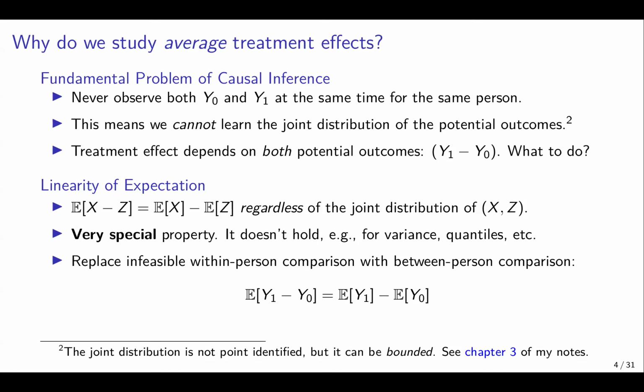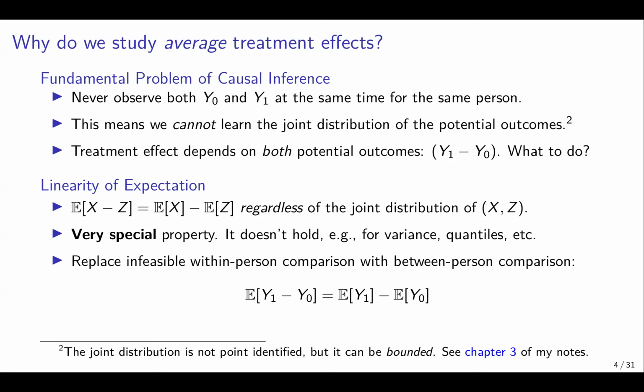Now, a question you may have is, why are we so interested in these average treatment effects? Why can't we think about quantiles of the treatment effect? Or what about the variance of the treatment effect? Or what about the share of people who have a positive treatment effect? Well, all of those things are very interesting. In fact, arguably, they're more interesting than the average treatment effect. But we've got a problem. And that problem is called the fundamental problem of causal inference.